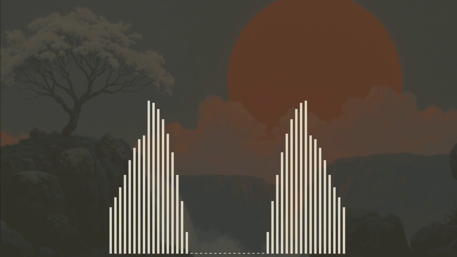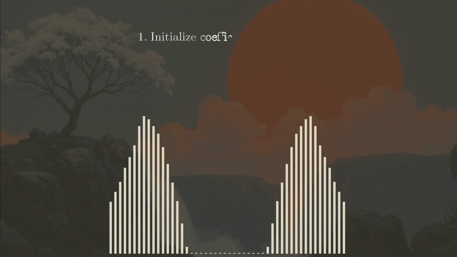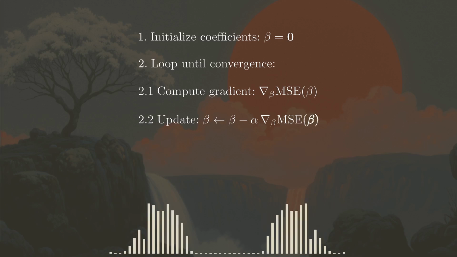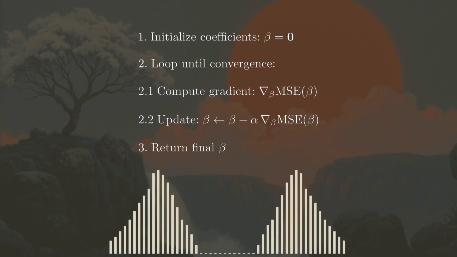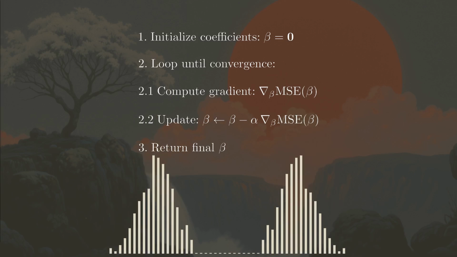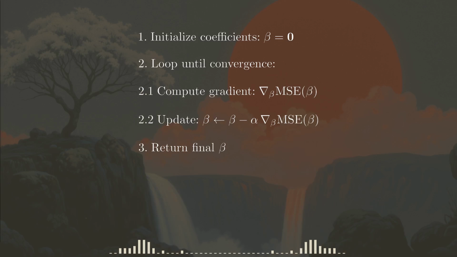The algorithm steps go like this. We initialize the coefficients to 0, and now we loop until our coefficients converge, aka minimize the mean squared error the best they can. Okay, inside the loop we compute the gradient vector for the loss function.